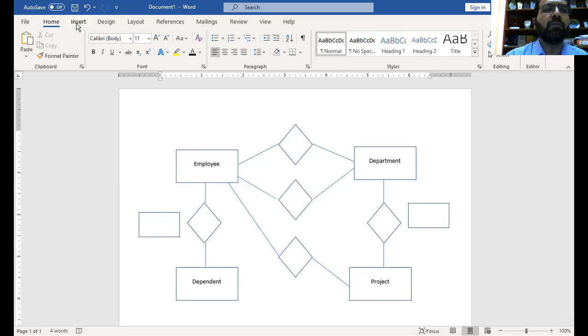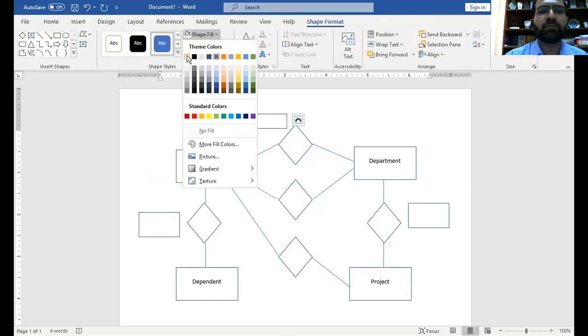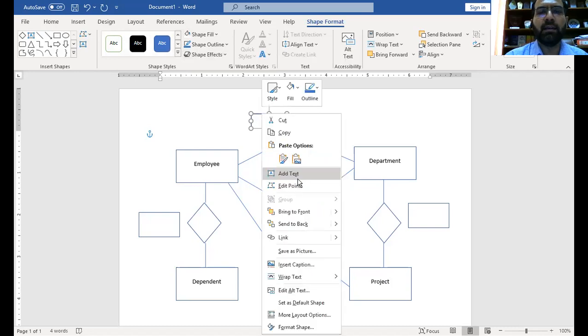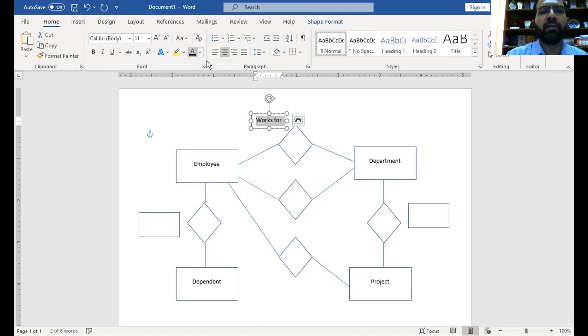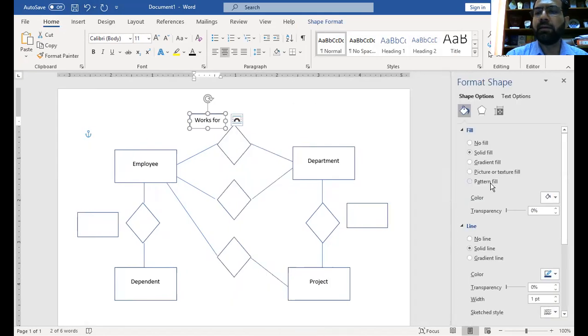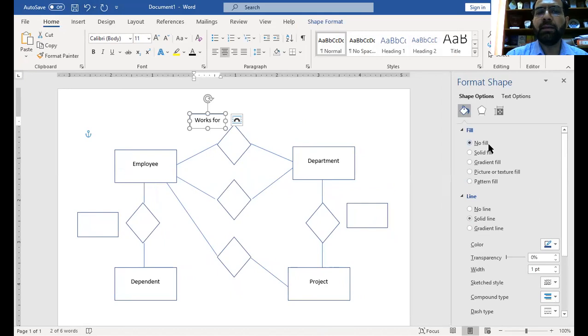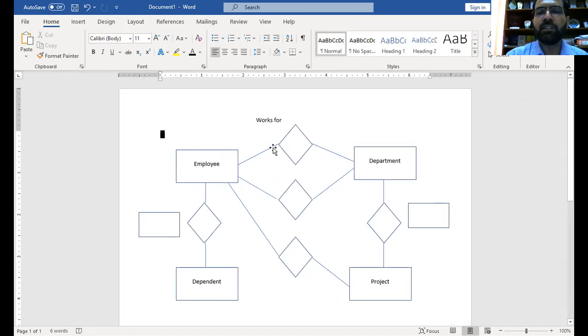So let's suppose employee works on the department and I want to represent this as a relationship, so I can put it here so that you can see. I add the text here, and let's suppose that is works on, works for, whatever you want to like. That is the relationship we have. That is employee works for. Employee works for what? Works for the department. So employee works for department, and you see here that employee works for department. That is the relationship we have.